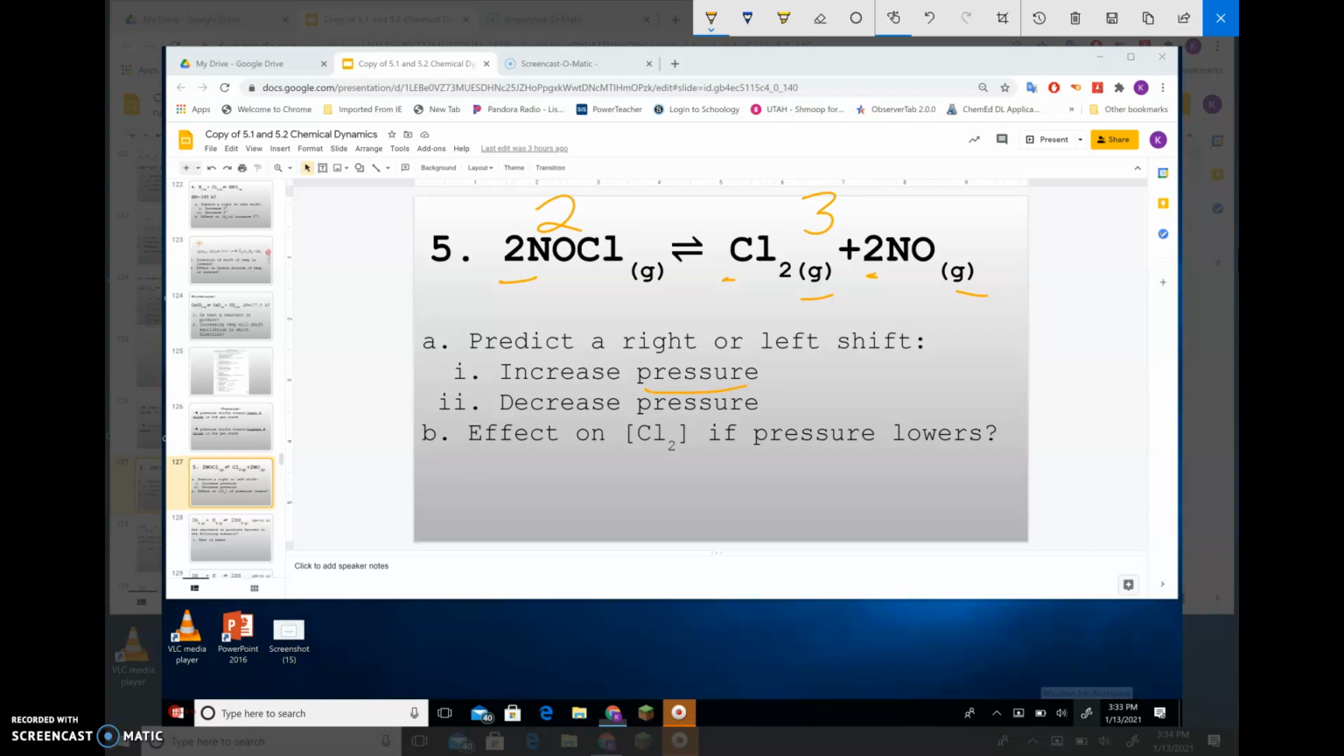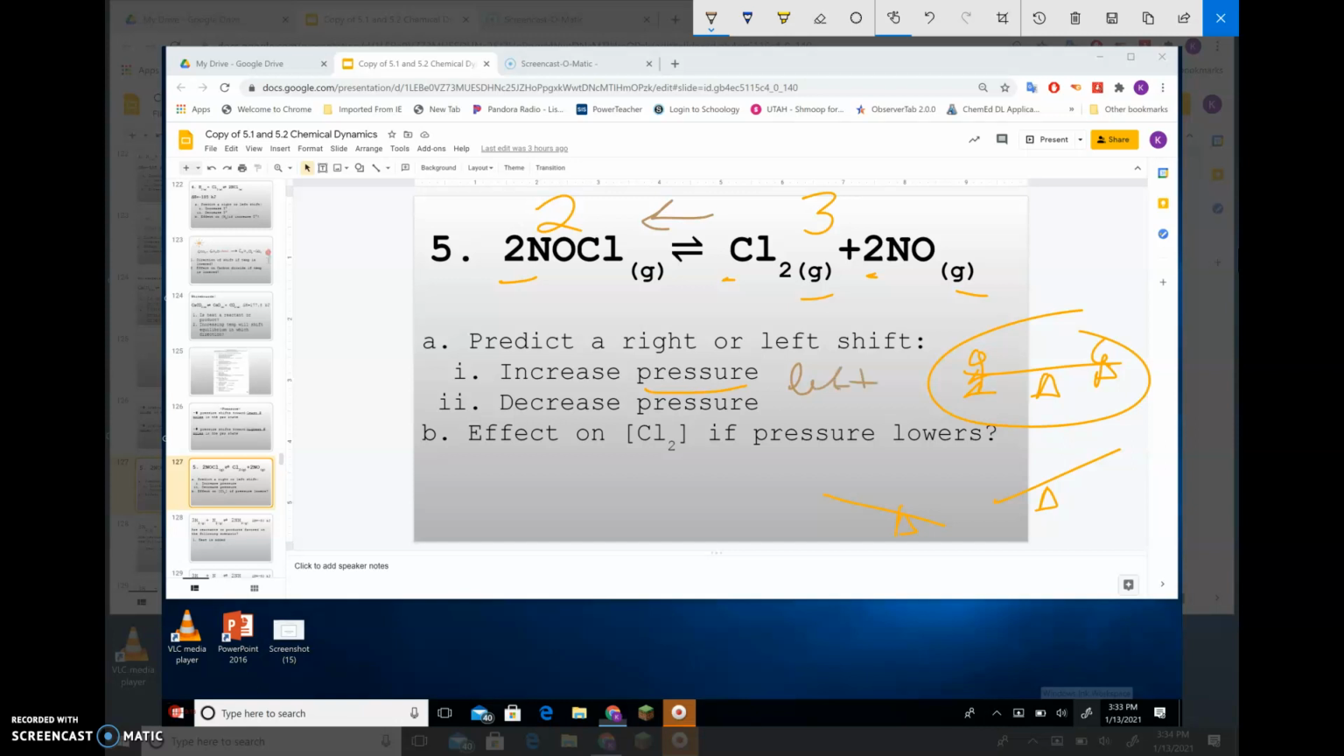Just think about this as a teeter-totter, okay? We're always trying to make our teeter-totter balanced so that it's like an equilibrium. We don't want it to be one person up in the air or the other person up in the air. We want it to be balanced like this. So if we increase pressure, it's going to go to the side with the least number of moles. And that is going to be that left side. So this is going to shift to the left.